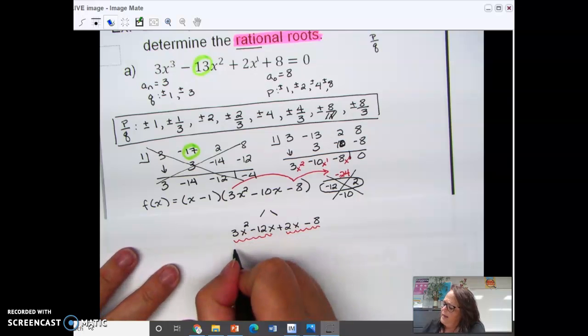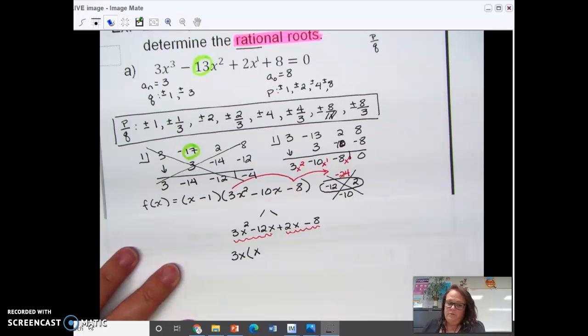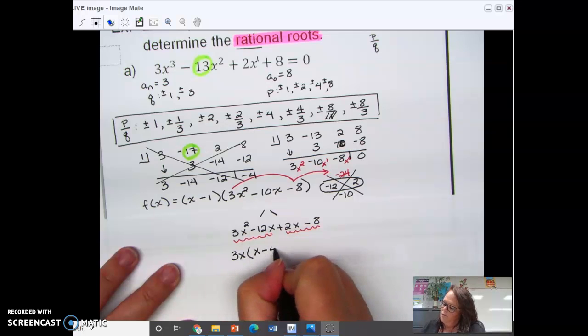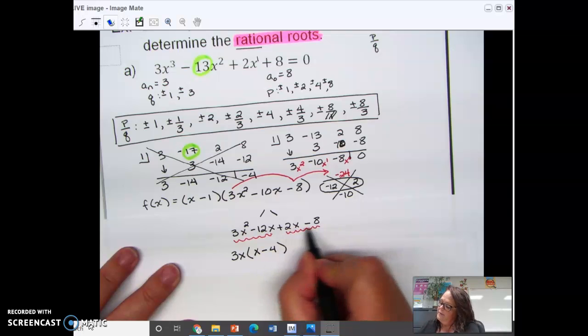So in the first one, I have a factor of 3 in common, and I have an x in common. So 3x times what gives me 3x squared? So hopefully you said x. And 3x times what gives me negative 12x? And hopefully you're saying negative 4. Then in the next one, I have a 2 in common.